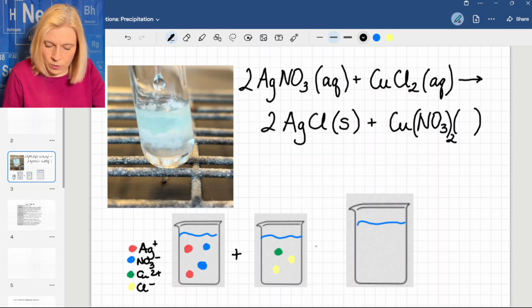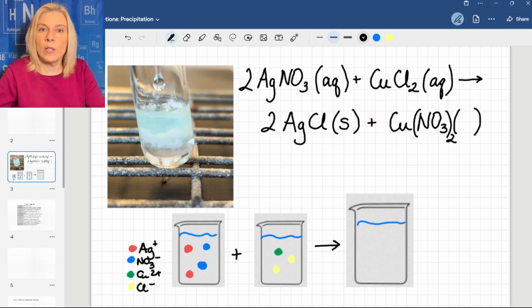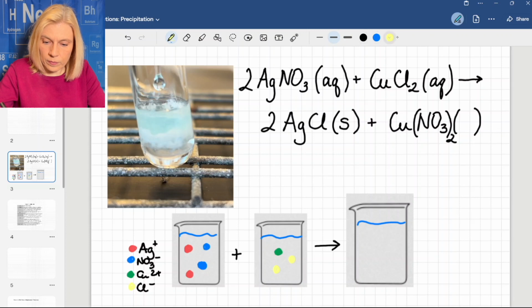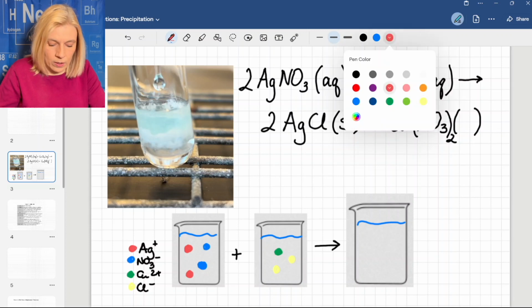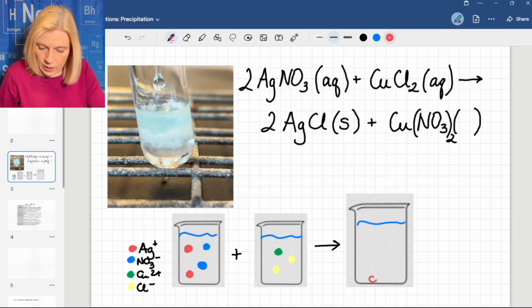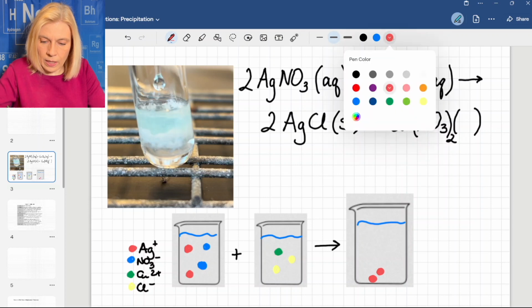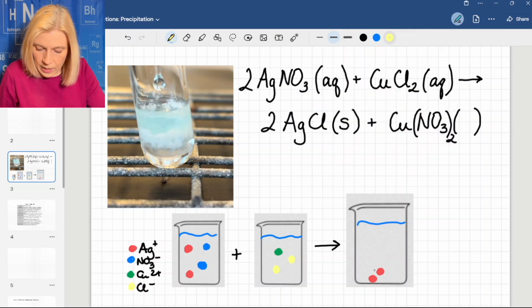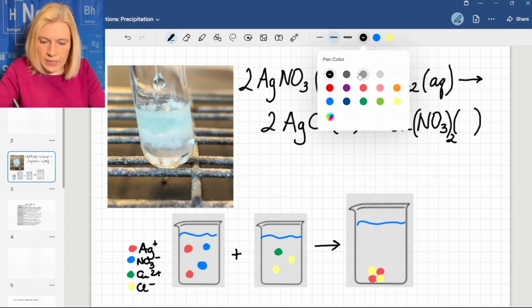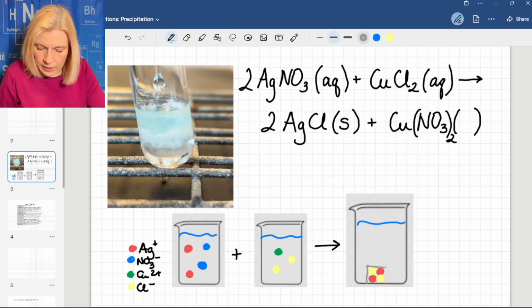And we mixed the 2 solutions together. What did we get? Well, we got silver chloride. So here is our silver and chloride. And look what I'm drawing. I'm drawing them together touching. They formed that solid. And to really emphasize it, I am going to put it not only together, I'm going to put it in a box to really emphasize that this formed a solid.